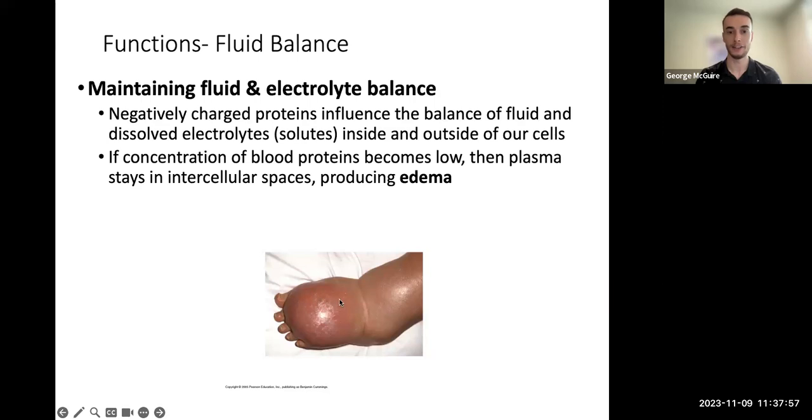So what we have here is simply a buildup of the plasma that should be traveling through our vascular system, but instead is stuck outside of our cells in this intercellular space, creating this large buildup of fluid that we call an edema.